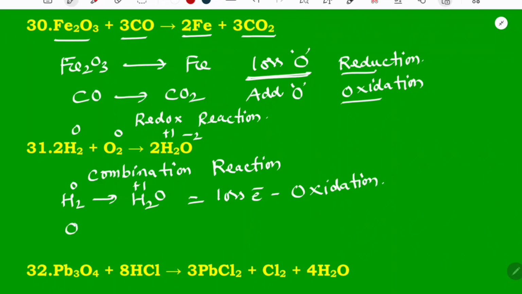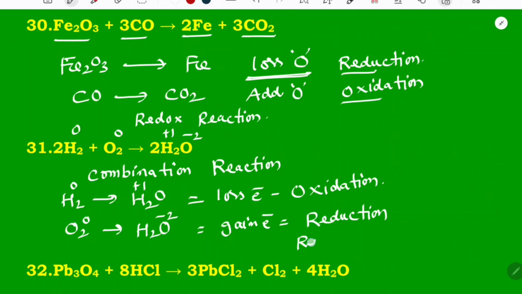Then oxygen is 0. In H2O, oxygen got -2. So 0 to -2 means gaining of electrons takes place. So this is reduction. So in total, oxidation and reduction take place simultaneously in this reaction. That's why it is called what type of reaction? Redox reaction.